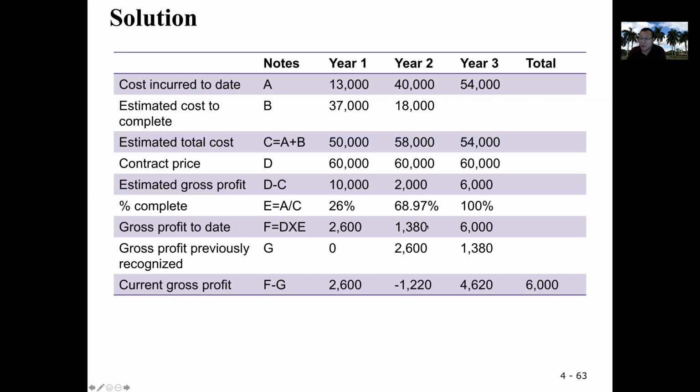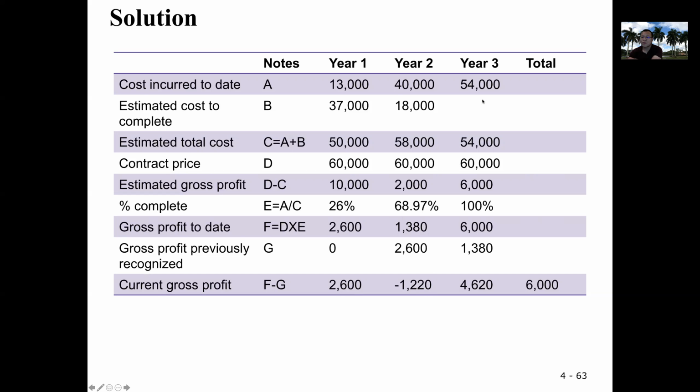So now in year 2, you have to recognize a loss. Basically, in year 1, you recognized 2,600. In year 2, if you recognize a loss of 1,220, then together by the end of year 2, you are recognizing 1,380. That's the target number you want.